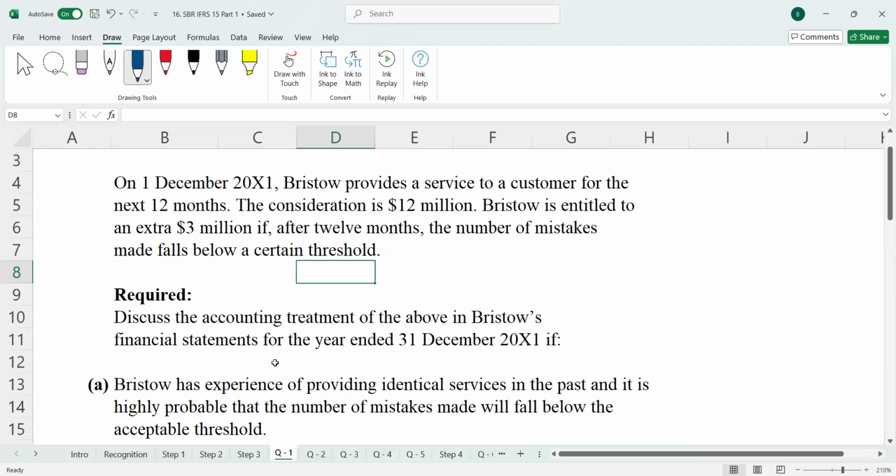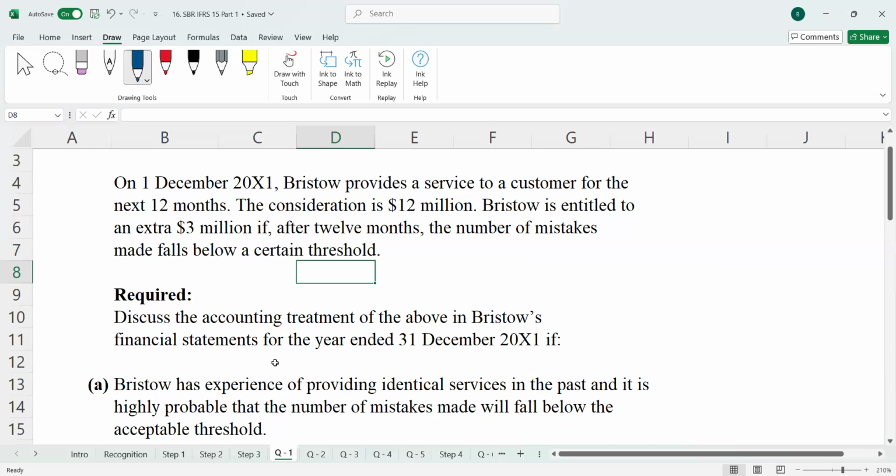You have to write it like this, right? It is highly probable that a significant reversal in the cumulative revenue recognized will not occur when the uncertainty is resolved. In the given scenario, Bistro is providing a service for the next 12 months. The fixed consideration in this case is $12 million, and the variable consideration is $3 million. Just writing the number after 12 months will not work.